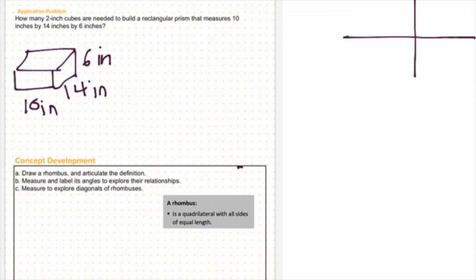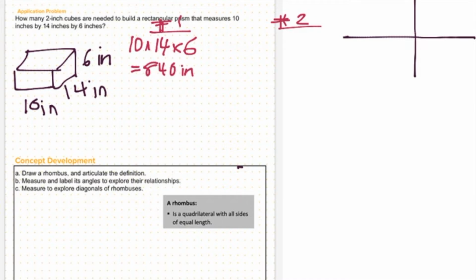All right, so when I'm looking at it, the 2 different ways. So let's say we're going to show number 1, and then I'm going to show you number 2. And maybe one of these ways is how you did it. So I'm thinking, okay, here's the whole thing. So I need to say 10 times 14 times 6. The only reason that I'm doing that is to find the volume of the whole thing based on the dimensions that it already has showed me. When you did that math, you would have gotten 840 inches cubed.